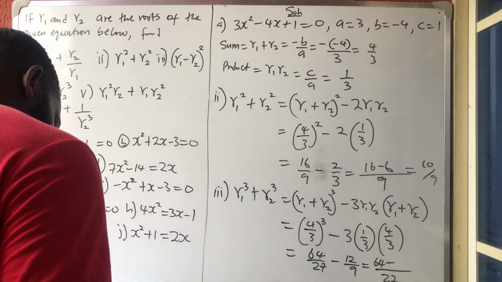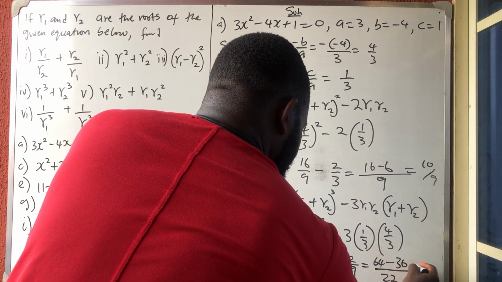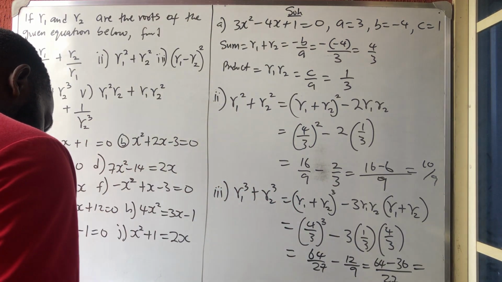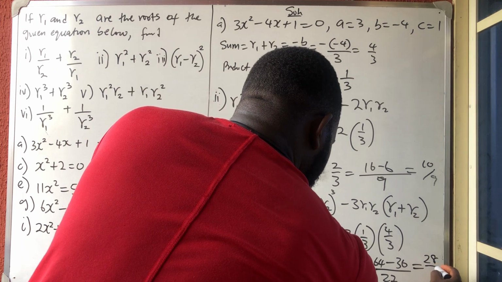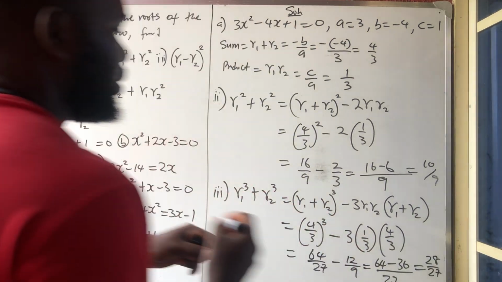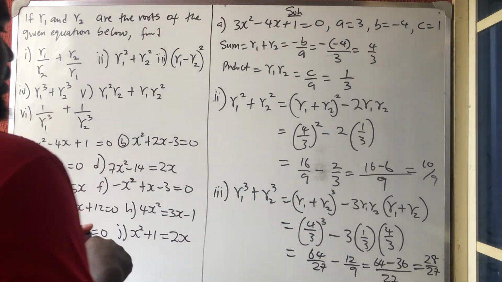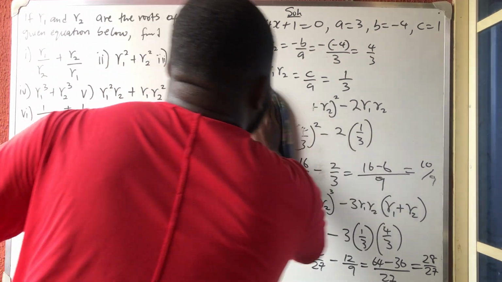3 times 12, 36. So which will give me 64 minus 36. That is 28 over 27. Okay, so as simple as that. So let's move to the next one.